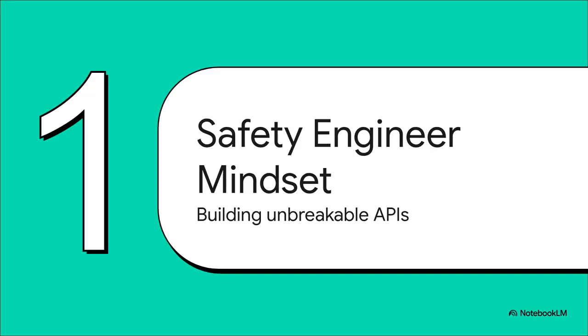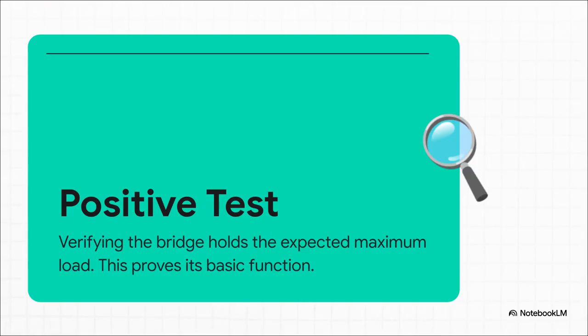Okay, so how do we fix this? The key is a mental shift. We need to stop thinking like we're just testing software and start thinking like we're safety engineers. Seriously, this one change is the secret to building unbreakable APIs. To see what I mean, let's just imagine for a second your API isn't code. Imagine it's a bridge. A positive test, that's like checking that your bridge can handle its maximum expected traffic load.